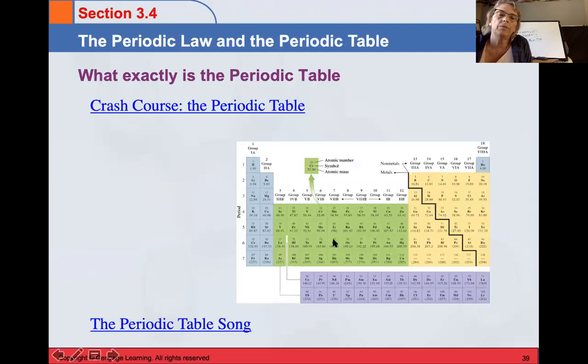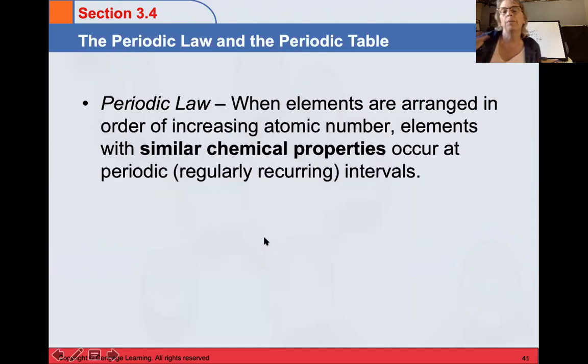So when we go across the table and we start over in this first column, and then we go across the table and we start over in this first column again, it's sort of like Sunday showing up once a week or Monday showing up once a week. That's really all the periodic law is saying, that as you go through the table, you'll see elements with the same chemical properties occurring over and over, just like you see the same day of the week occurring over and over.